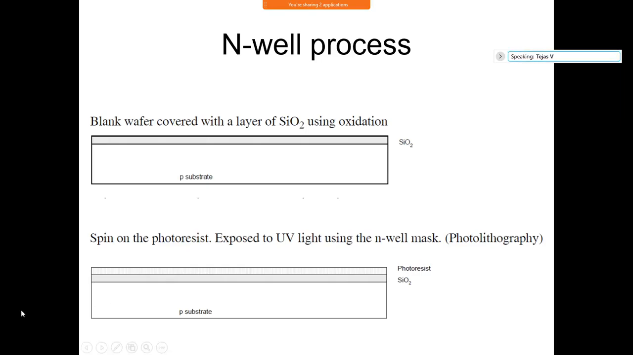Tejas, you just keep your mic unmuted so that I can get the response from you immediately. Now, once you spin on that photoresist, you expose this to UV light using N-well mask. Just follow the sentence. This entire region is exposed to UV light using an N-well mask. So you do a photolithography. What does this define? Does this define where you want to have your N-well on the substrate? Yes, sir.